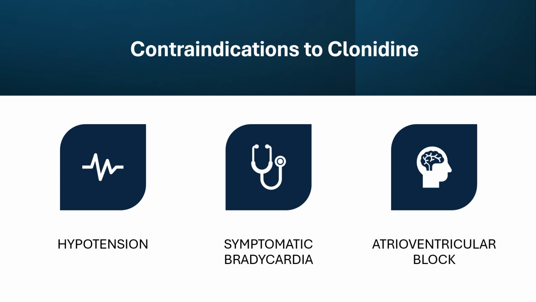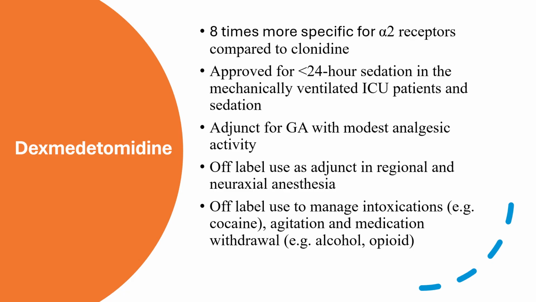Contraindications to clonidine include hypotension, symptomatic bradycardia, and advanced atrioventricular blocks. Now it is time for us to discuss dexmedetomidine. It is approximately 8 times more specific for alpha-2 receptors compared to clonidine. It is approved for less than 24-hour sedation in the ICU and also as an adjunct for general anesthesia.